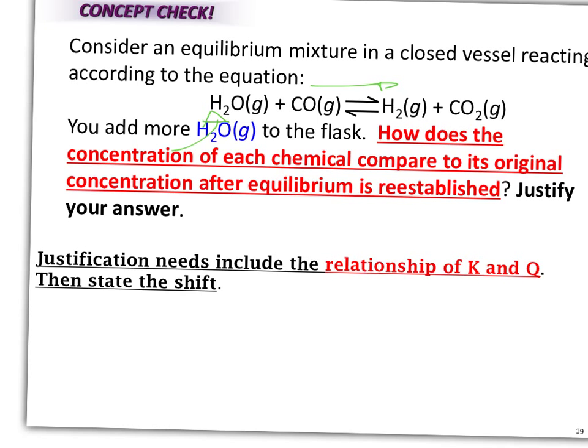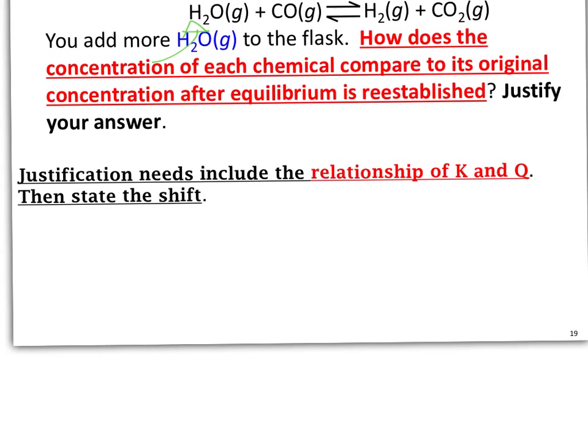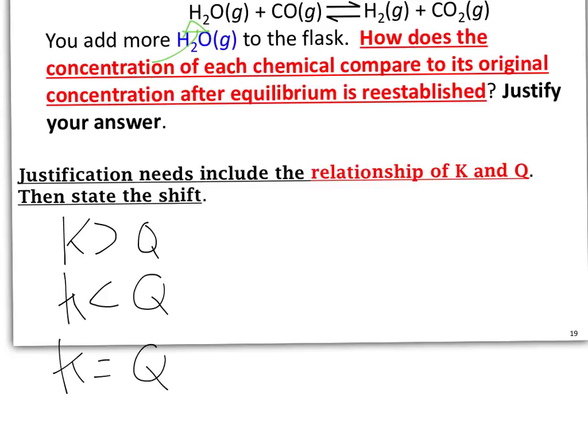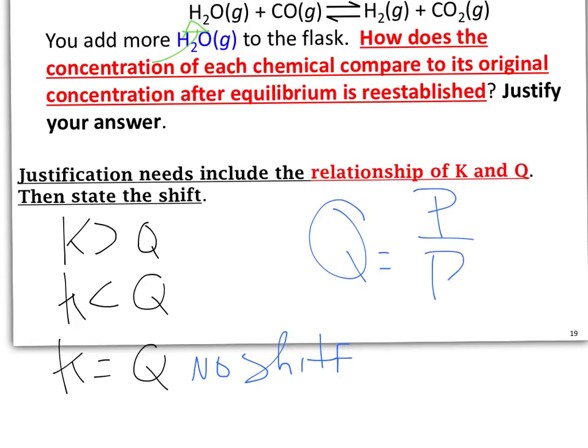Now, let's look at it from the state of K versus Q. Now, I'm just going to go ahead and show you this right here. K greater than Q, K less than Q, or K is equal to Q. Now, the simple one, the very bottom one, what happens when K is equal to Q? No shift occurs. All right, so how do we know what has just happened? So we know that Q is also equal to products over reactants. Do you agree? The only difference is one's at equilibrium.